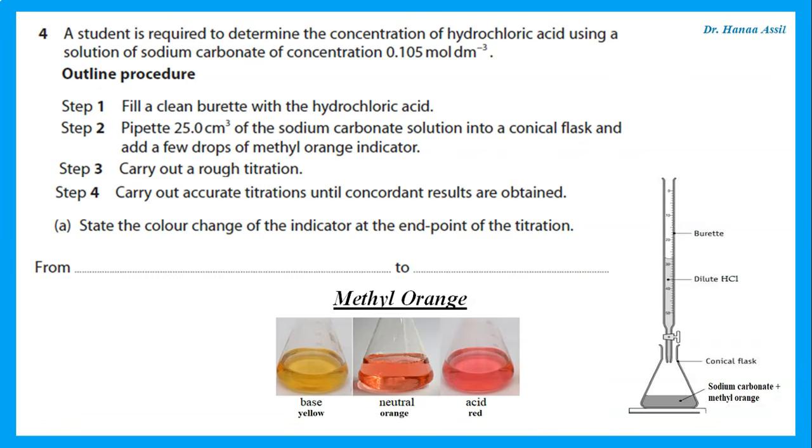So we're starting with what? We're not starting with methyl orange in acid. We're starting with methyl orange in sodium carbonate. So I'm starting with it yellow, and we're going to add until the end point. At the end point, it should be neutral. So the color of the methyl orange should change from yellow to orange.